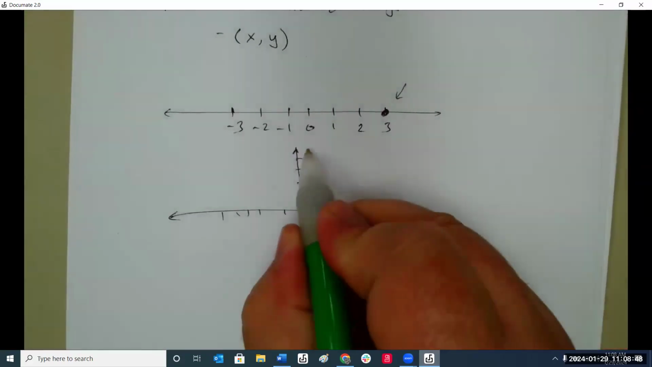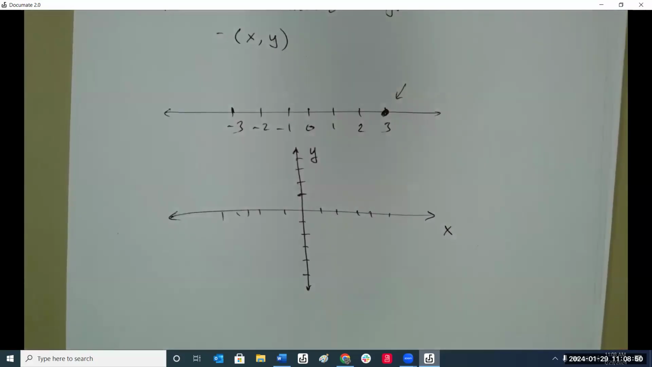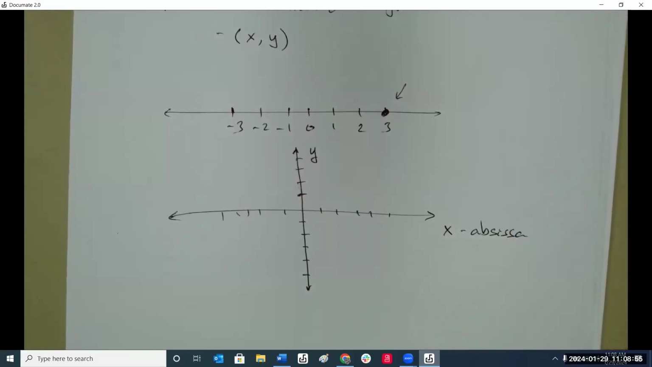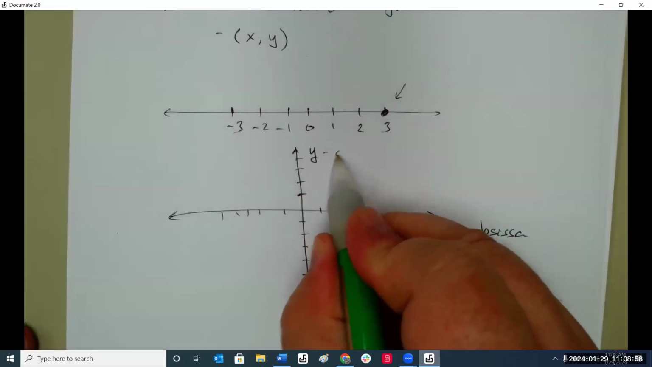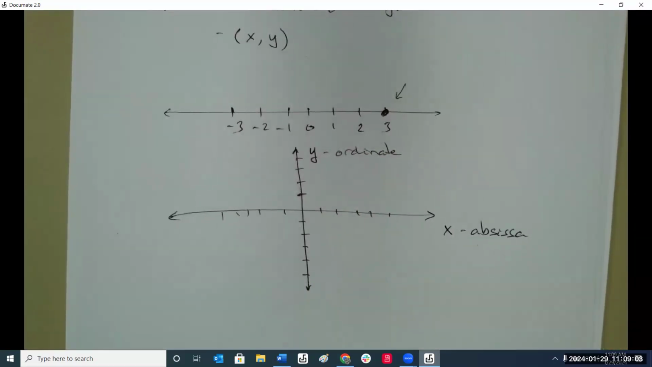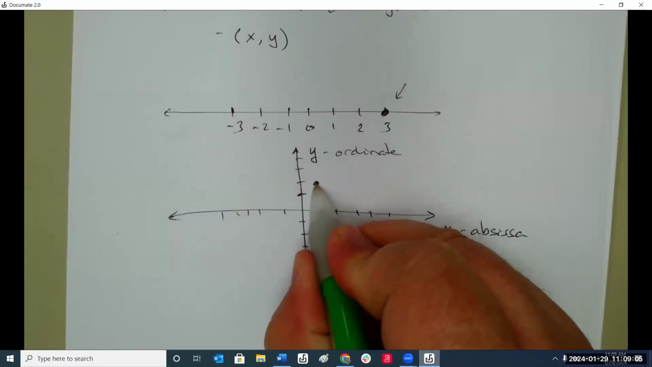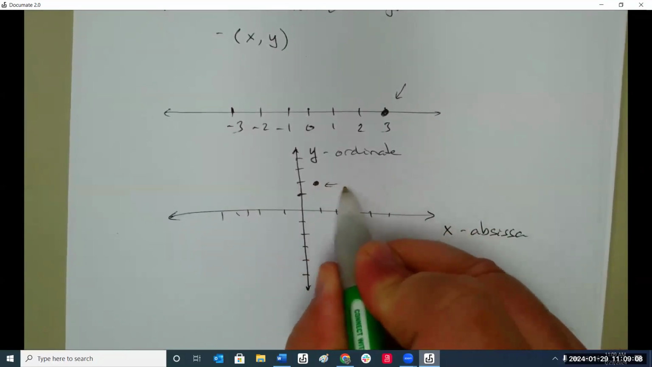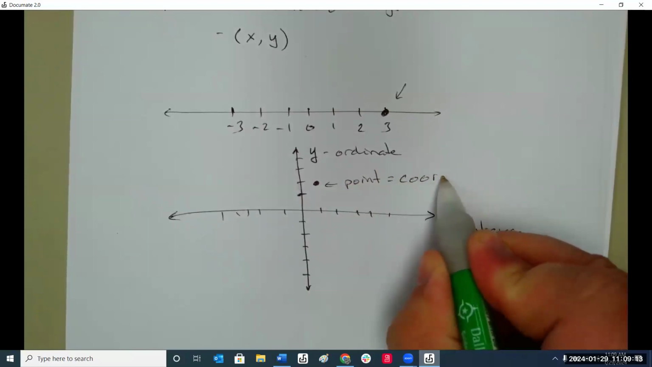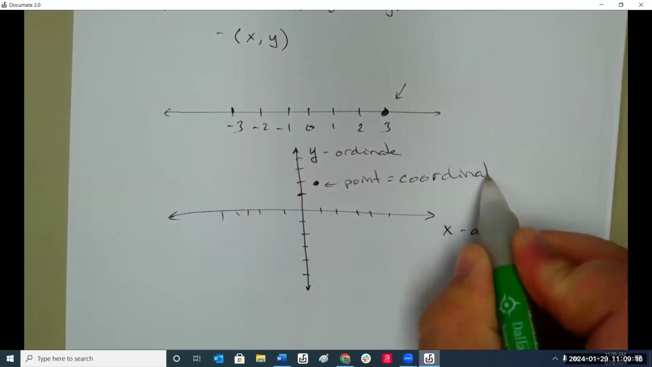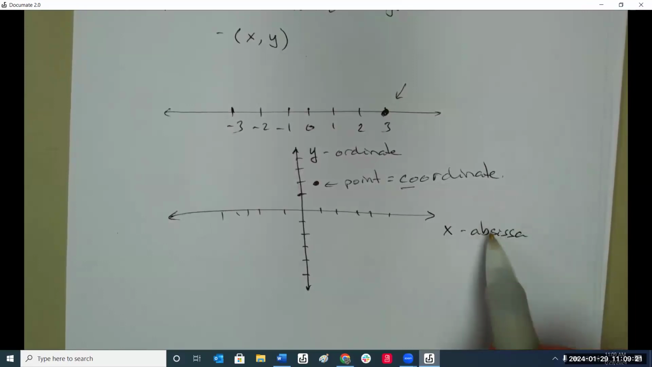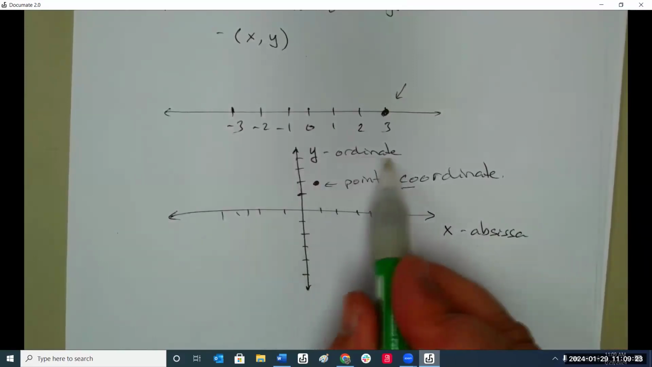Since alphabetically X comes first, this is also called an abscissa. This is called an ordinate, which is why this location is called a point. It's also called a coordinate. Co means with. It means here's this X value with this Y value.